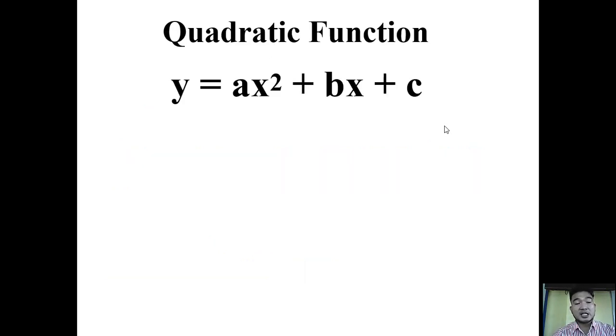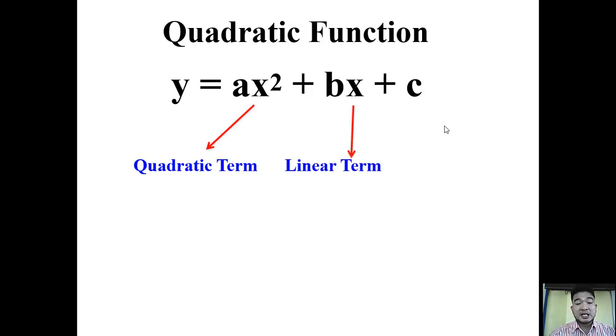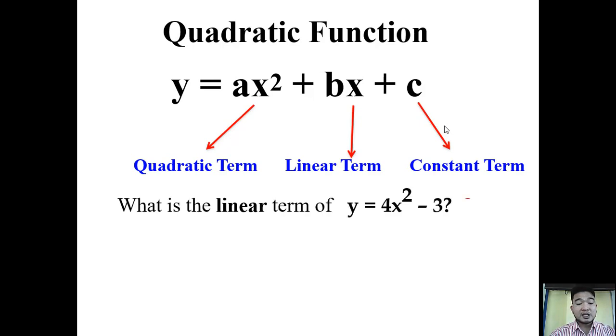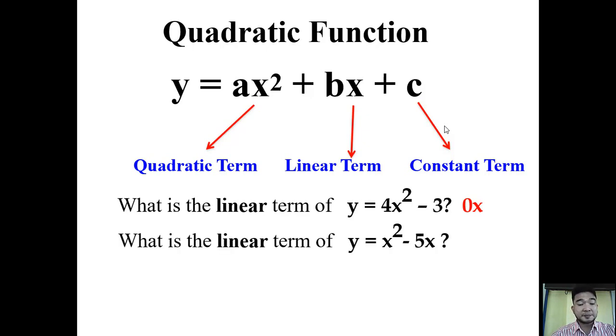Quadratic function is being defined by y equals ax squared plus bx plus c, where ax squared is the quadratic term, bx is the linear term, and c is the constant term. What is the linear term of y equals 4x squared minus 3? The answer is 0x. But if it is 0x, we don't write it anymore.